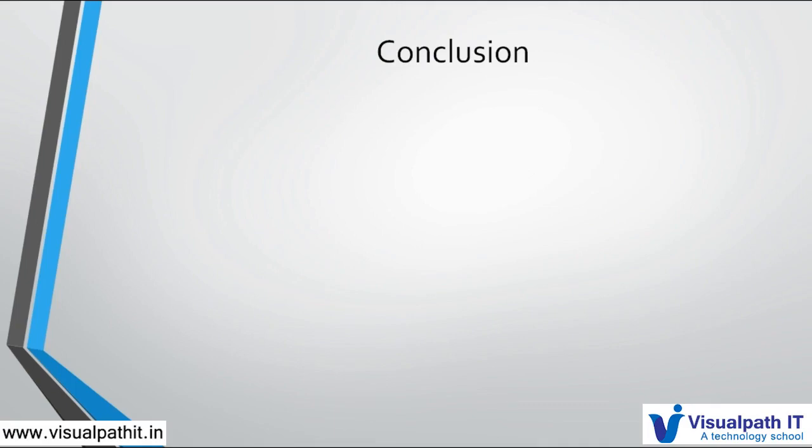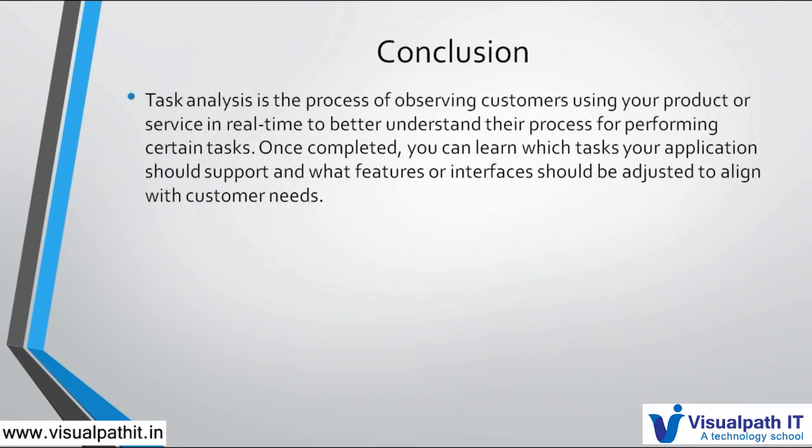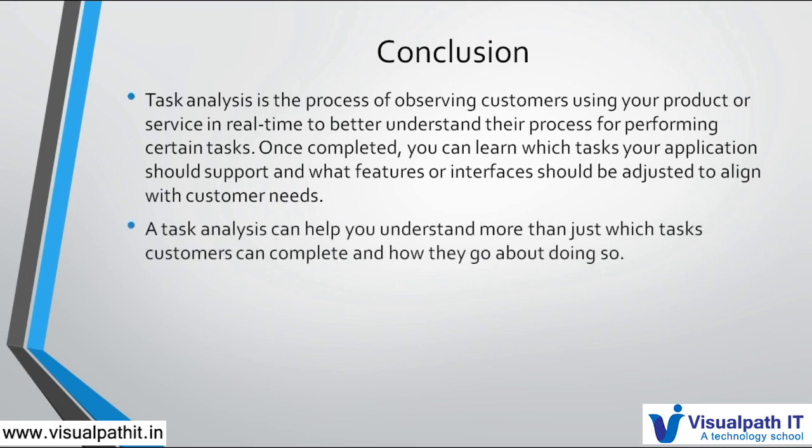So over here we have seen how task analysis works with multiple processes. Let us see in the conclusion what else it says. Task analysis is the process of observing customers using your product or service in real time to better understand their process for performing certain tasks. Once completed, you can learn which tasks your application should support and what features or interface should be adjusted to align with customer needs. A task analysis can help you understand more than just which tasks customers can complete and how they go about doing so.